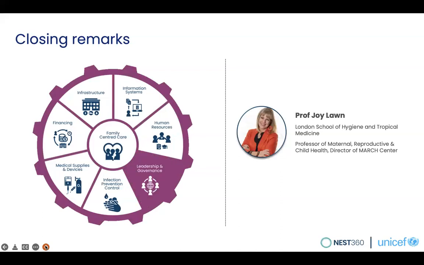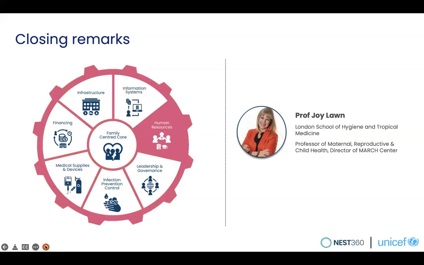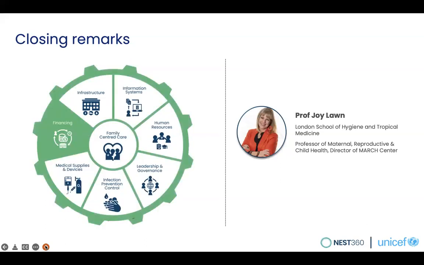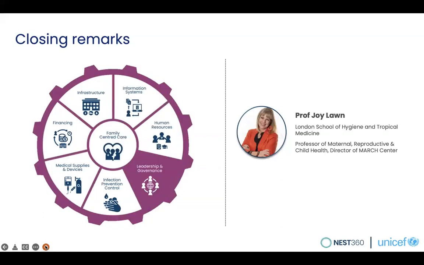And the third word is courage. We need courage as we go out and as we lead other people and as we serve and as we make a difference for families and newborns all over the world.